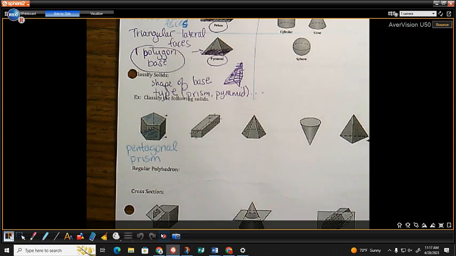Girl, move your hand. Which one? What? Move. Are there different types of pyramids, or is it just?